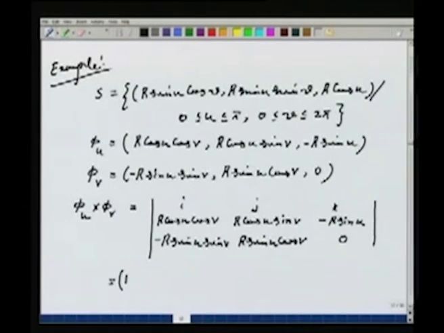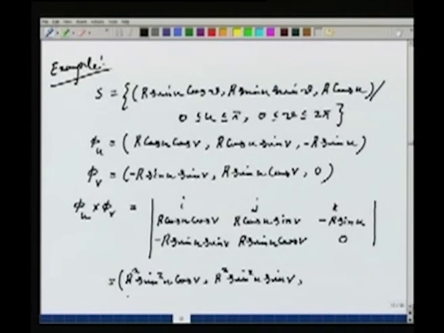So what I get out of this, let me write it down. I get r cos u sin v times 0, which is 0. Then the next component is r square sin square u cos v. That is the first one. Now with the j, what I get is, it's r square sin square u sin v. Okay. Then comes the k component, which I am going to write in the next line.